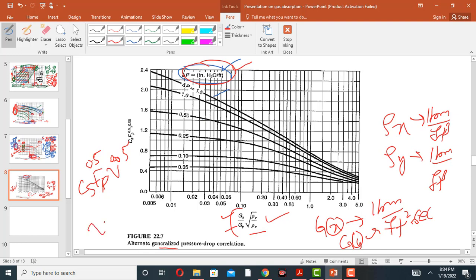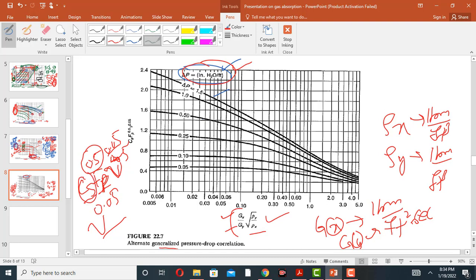So the y-axis is Cs times PF, the packing factor, to the power 0.5, and the kinematic viscosity to the power 0.05, that is, the capacity factor.